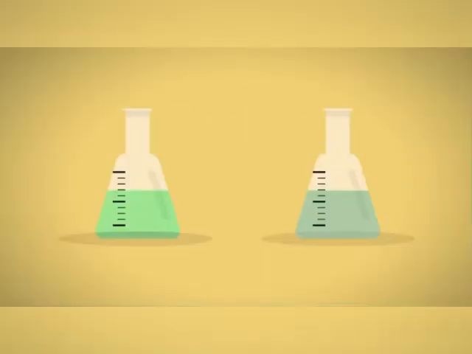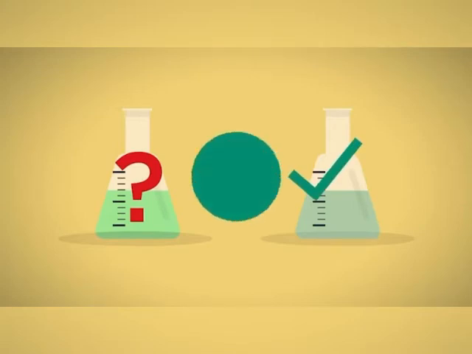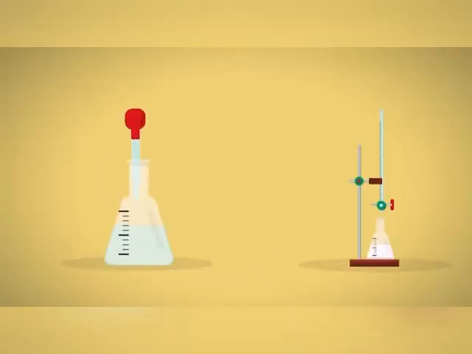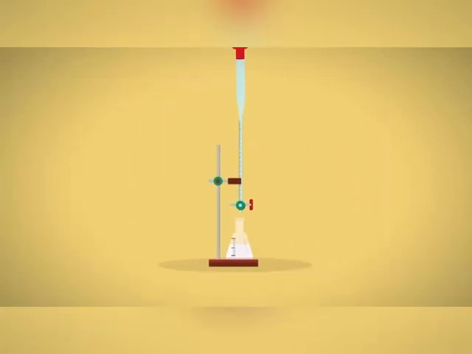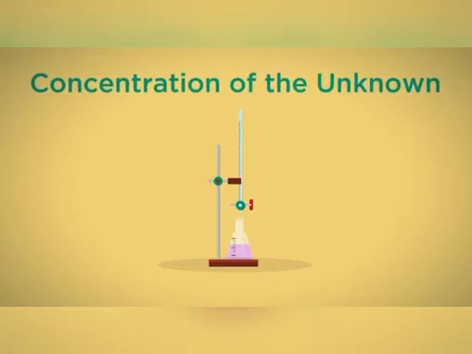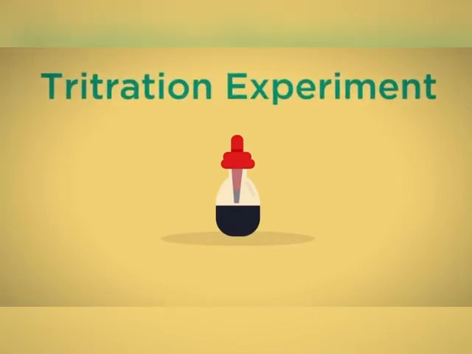To work out the concentration of an unknown solution when you know the concentration of another solution, you carefully add the known solution to a set volume of the unknown solution until the reaction is complete. This enables you to work out the concentration of the unknown solution. You may need to use an indicator to signal the end of the reaction.